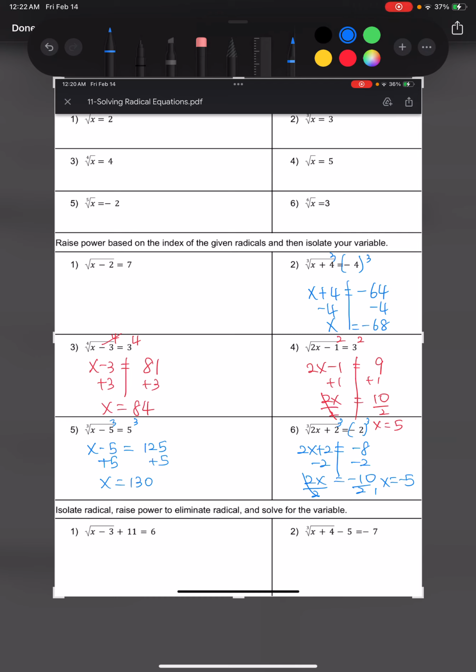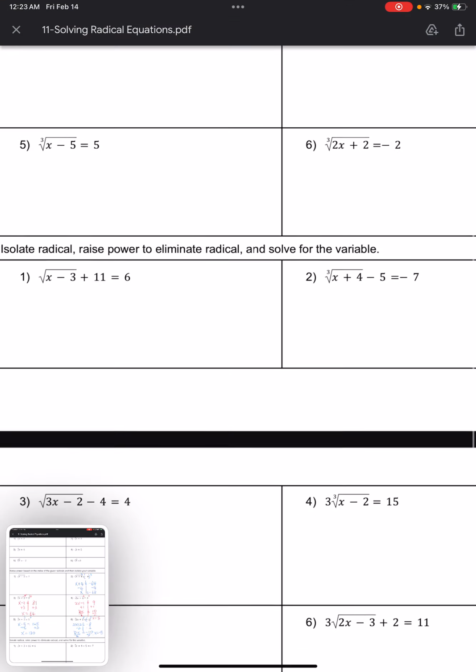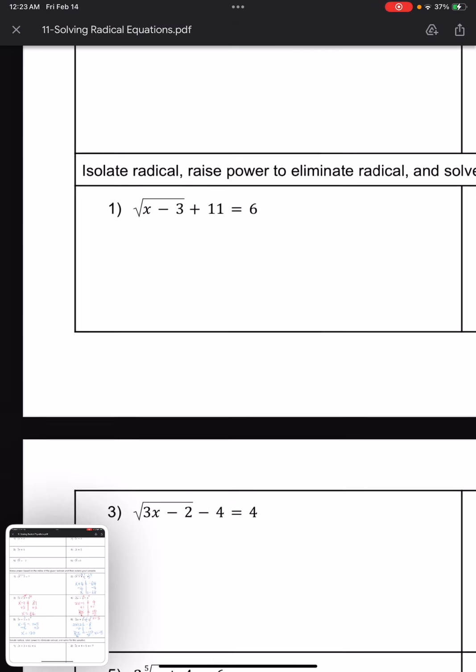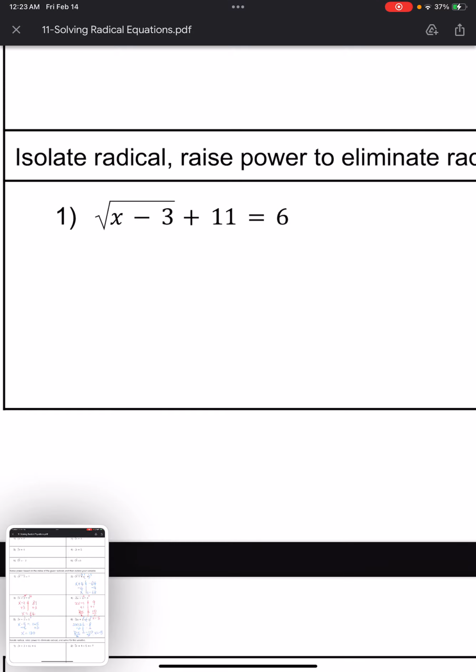I'll explain number 1 and we'll do number 1 together. Actually, we have to do number 1 and 2 together because number 1 is kind of an exception. I'm going to show you number 1 and then you'll try number 2 if you understood. So let's look at number 1.